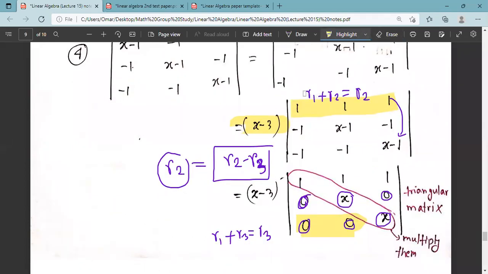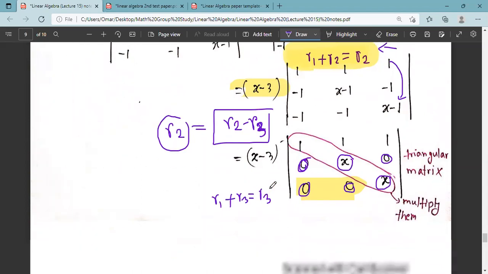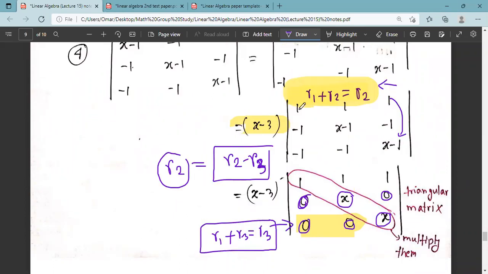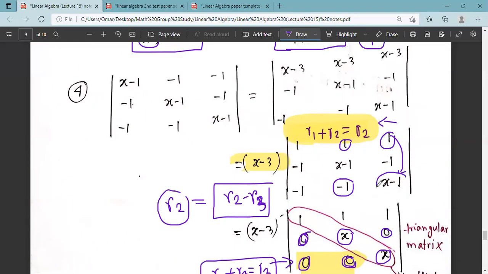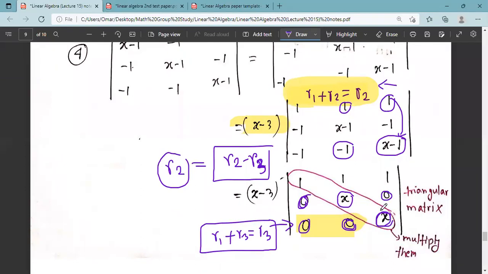Guys, I think you understood this row operation, right? We do R1 plus R2, then we write down the result in R2. I think you understand this part, right? And for the last row, we have done R1 plus R3, and then we substitute the value in row 3. So 1 plus minus 1 is 0, and then 1 plus minus 1 is also 0, and then 1 plus x minus 1, it will be x. So I think now it's okay, right?